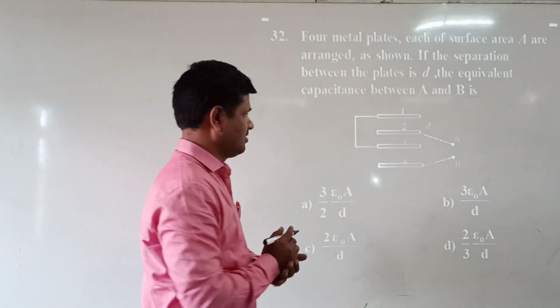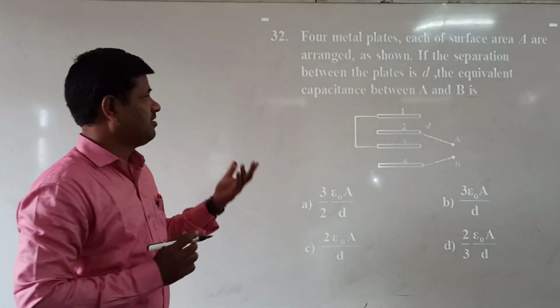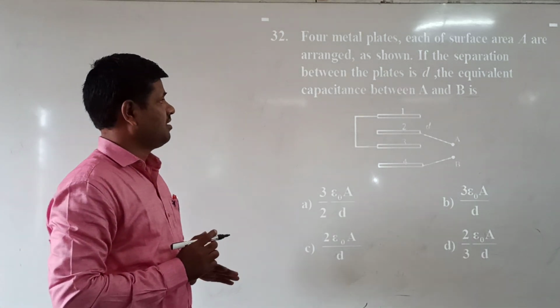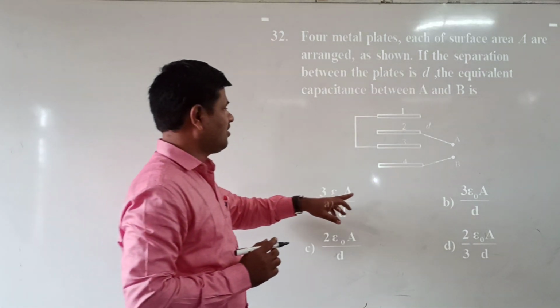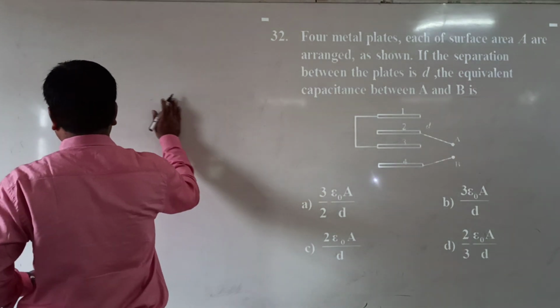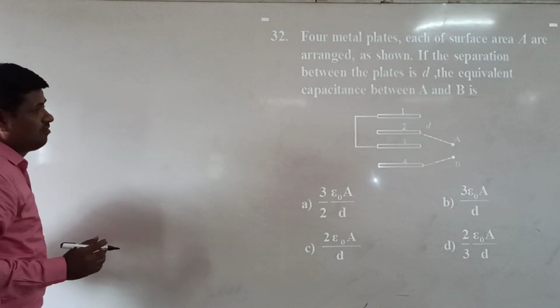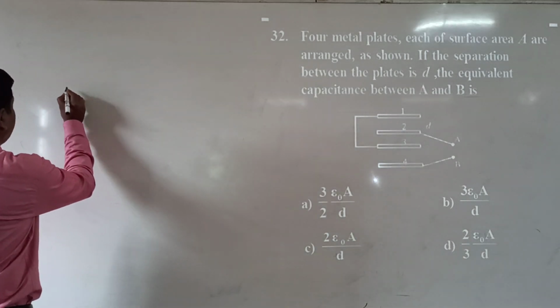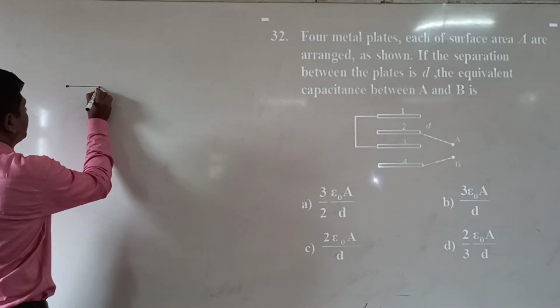They are arranging like this. Now the separation between the plates is the same, area also the same. Now find the equivalent capacitance between A and B. How can we solve this type of problem? Now here first of all, we redraw the diagram.